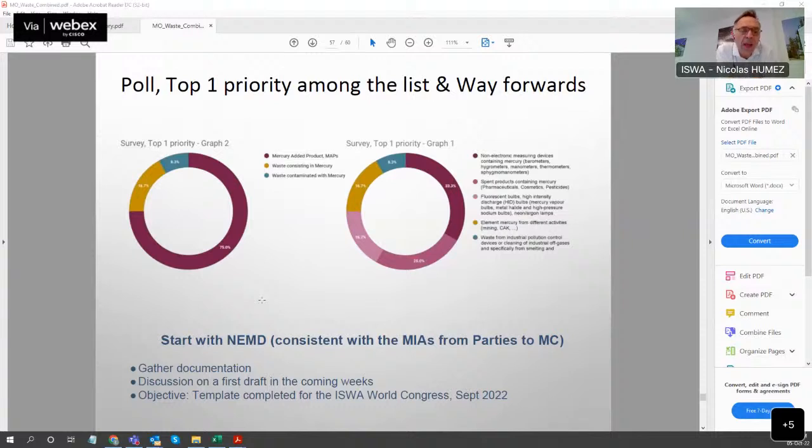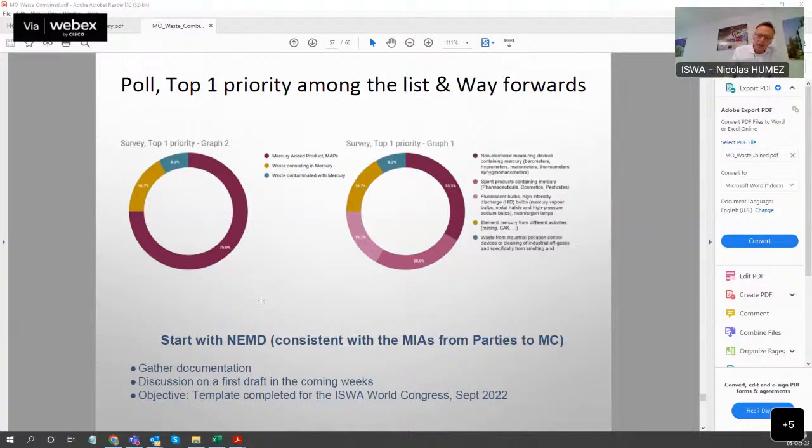So can you go next slide, and I will just jump even to the next one where we have, yes. So now we have the fact sheet template, and taking into account the concern of the different stakeholders, it sounds good to start working on one type of mercury added product, the non-electronic measuring devices. And this is where we are at the moment. We are just developing the content of the fact sheet on this specific big waste stream.